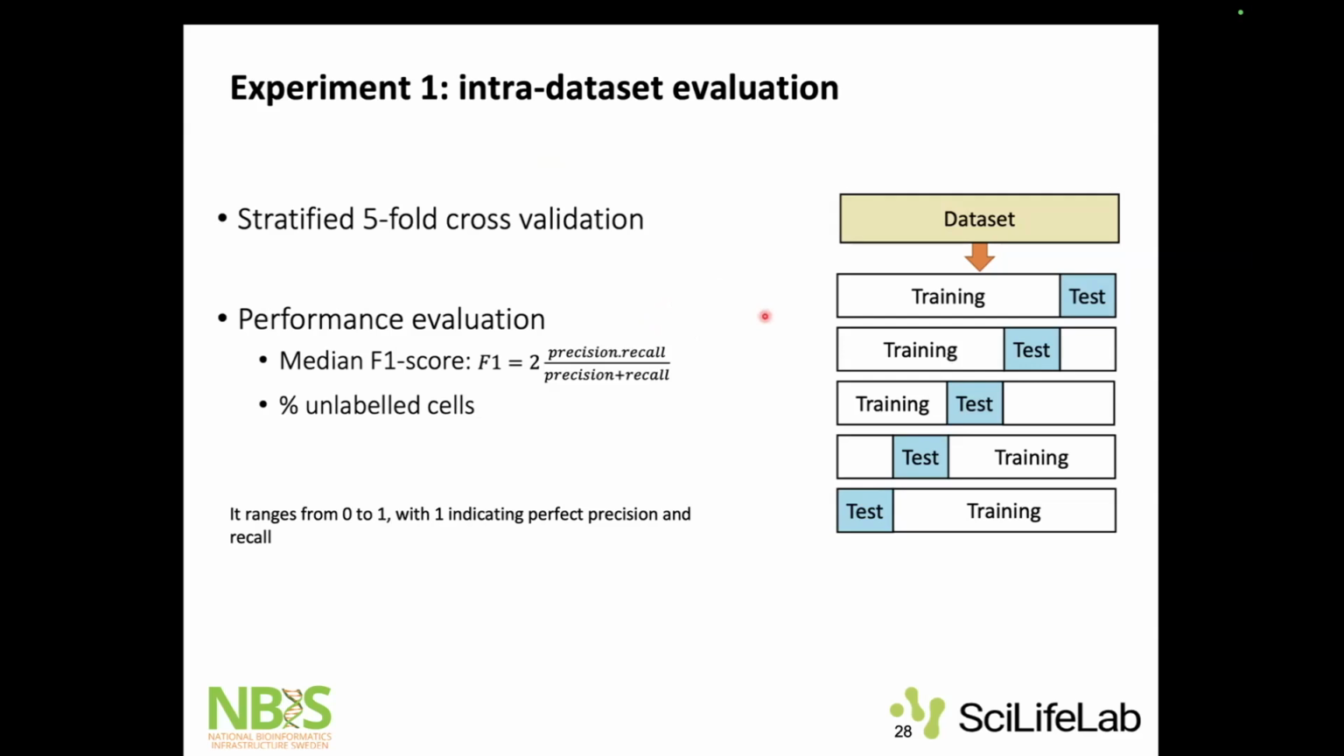They do 5-fold cross-validation, meaning they take the data set, divide it into 5, keep 1/5 out, train with the other 4 groups, take the last one as a test, and repeat that. They also evaluate the performance using the F1 score, which is a summary of precision and recall, and they also look at the unlabeled cells. The F1 score ranges between 0 and 1, where 1 is the best score and 0 is the lowest.